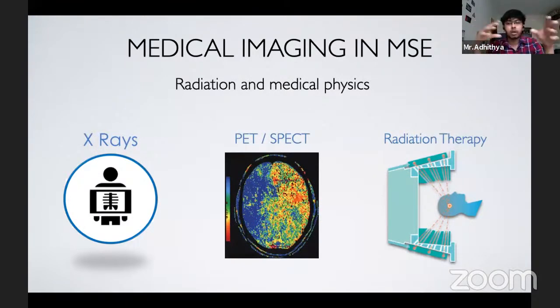So these two are diagnostic modalities when it comes to radiation physics. And there's also therapeutic, which is radiation therapy. And the image you see on the slide under radiation therapy is basically a gamma knife.